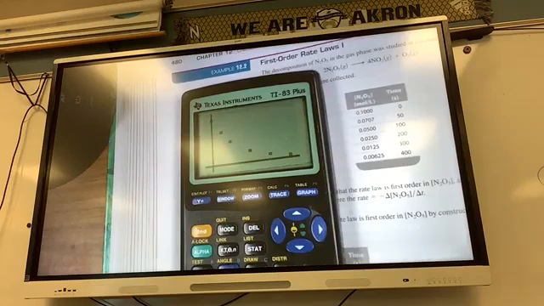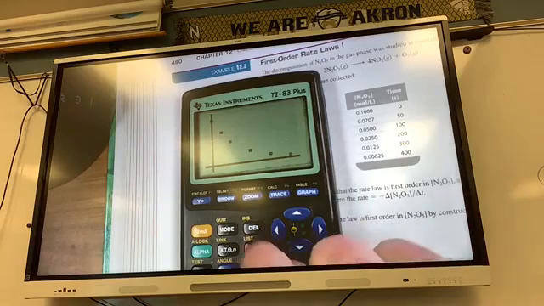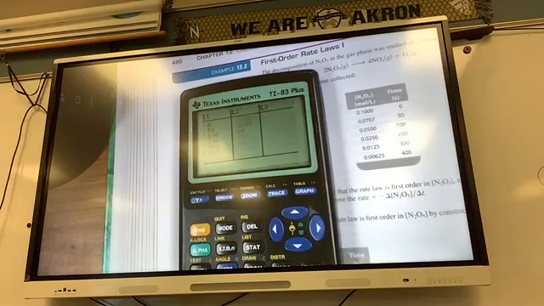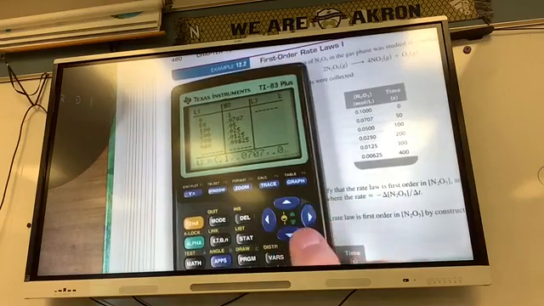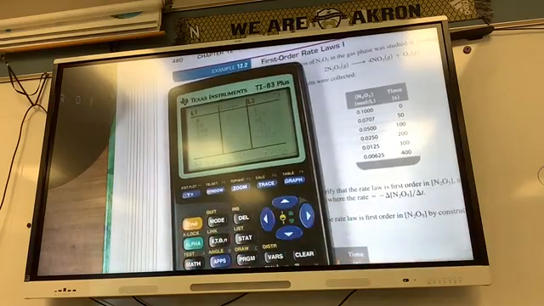Oh, I see. It's like a dot. Is that a straight line? No. That means this is not zero order. So I'm going to go back to my stat, edit. Now, I need the natural log of all those numbers to see if it's first order, right? So I'm just going to go down here. I'm just going to go up here and hit second insert.